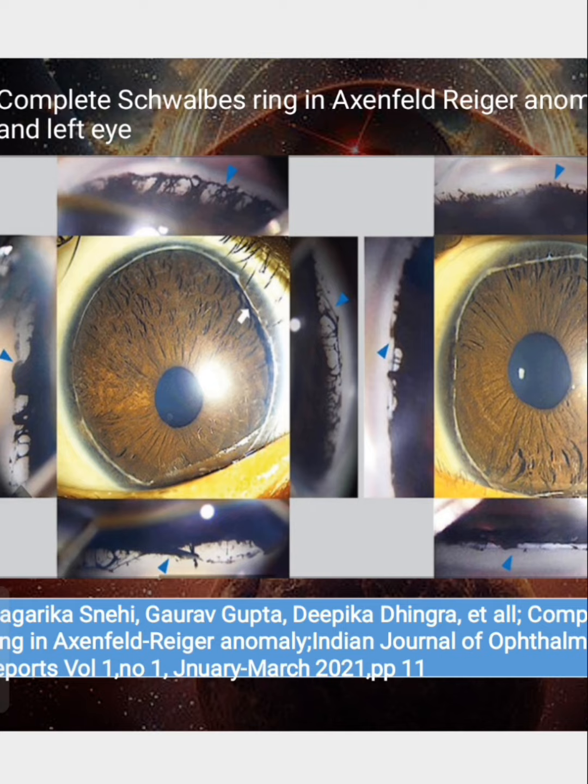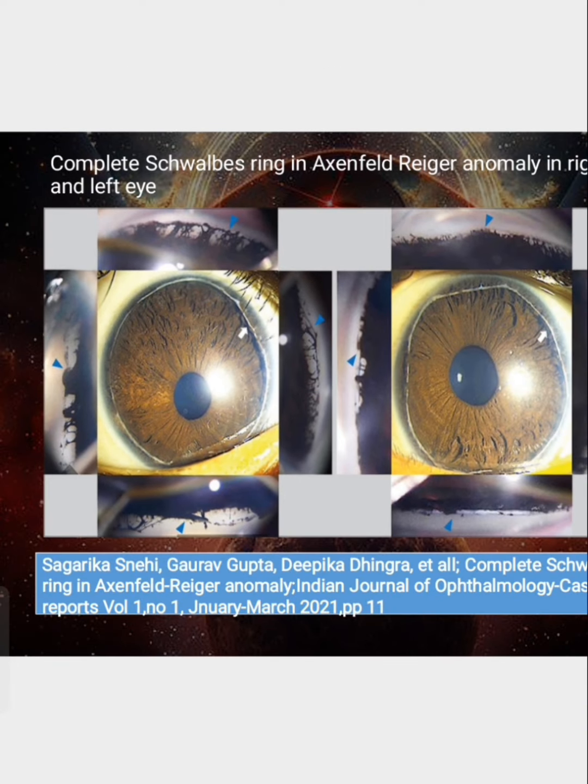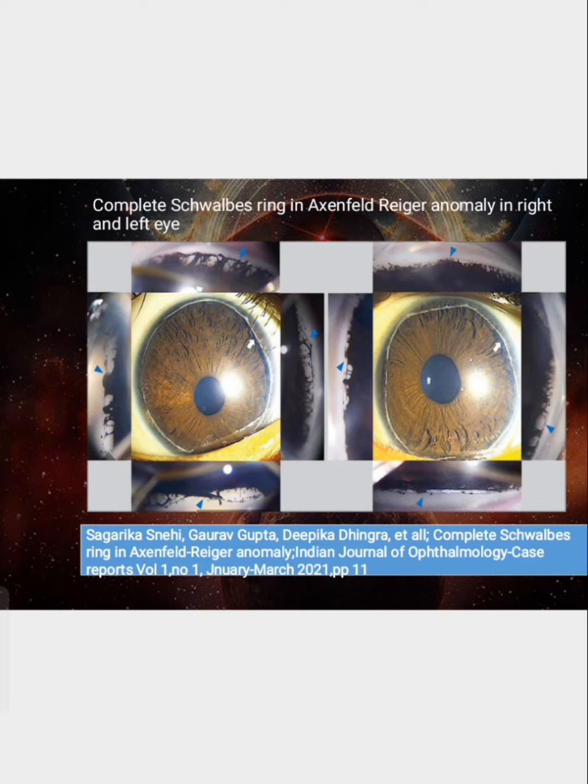And in these two diagrams, you can see the pupil. The pupil is also abnormal. The pupil is not central. It's peripherally placed, that is corectopia. And it is a feature of Rieger anomaly. Rieger anomaly is nothing but posterior embryotoxon associated with stromal hypoplasia, with or without corectopia and polycoria.